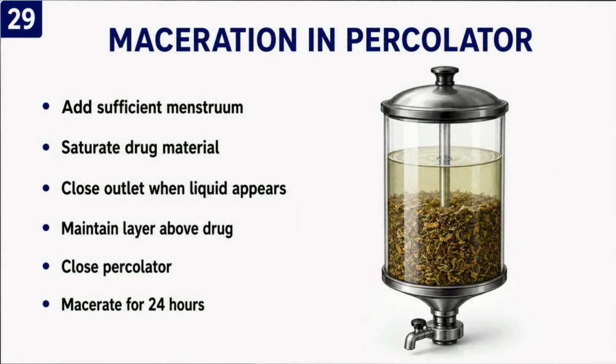Maceration in percolator. After packing, sufficient menstruum is added. The drug material becomes saturated. The outlet is closed when liquid begins to appear. A layer of the menstruum is maintained above the drug. The percolator is closed and allowed to macerate, often for 24 hours. Why wait? Because the solvent needs time to penetrate drug cells and dissolve the constituents. Percolation includes a maceration stage before continuous collection begins.